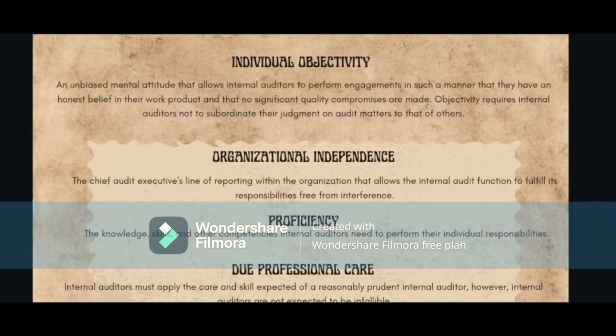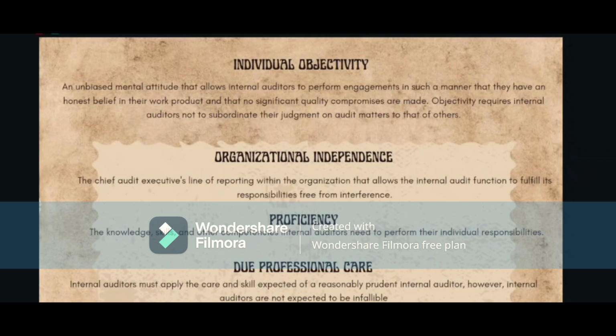Next is individual objectivity, which has been discussed repeatedly. It is an unbiased mental attitude that allows internal auditors to perform engagements in such a manner that they have an honest belief in their work product and that no significant quality compromises are made. Objectivity, of course, requires internal auditors not to subordinate their judgment on audit matters to others. You already know this since it has been repeated several times.